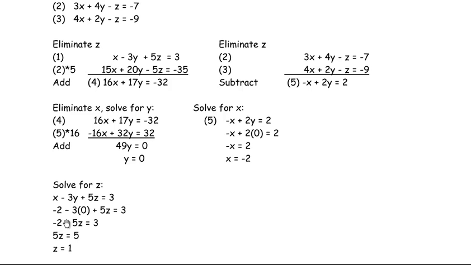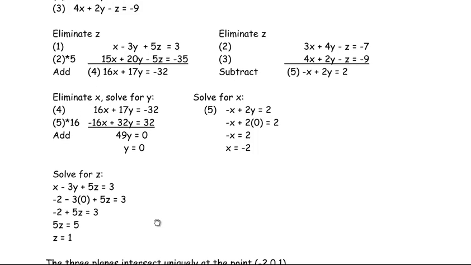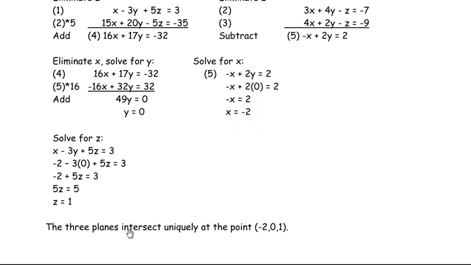And so I'm going to add 2 to both sides, or bring the negative 2 over. So 3 added to 2 would be a 5. And I divide by 5 and get z equals 1. And so the three planes intersect uniquely, which means at a single point, at the point negative 2, 0, 1. So there's a single point of intersection.